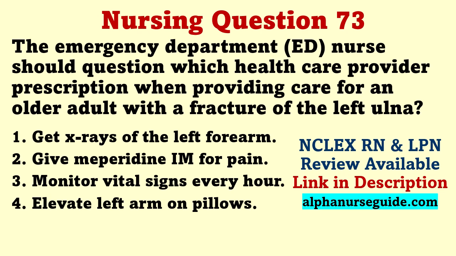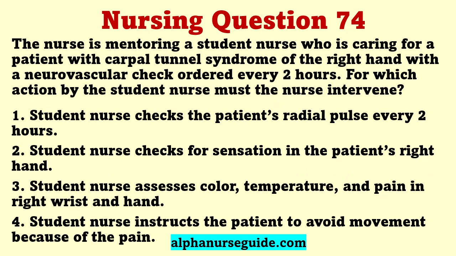The nurse is mentoring a student nurse who is caring for a patient with carpal tunnel syndrome of the right hand with a neurovascular check ordered every 2 hours. For which action by the student nurse must the nurse intervene? 1. Student nurse checks the patient's radial pulse every 2 hours. 2. Student nurse checks for sensation in the patient's right hand. 3. Student nurse assesses color, temperature, and pain in right wrist and hand. 4. Student nurse instructs the patient to avoid movement because of the pain.